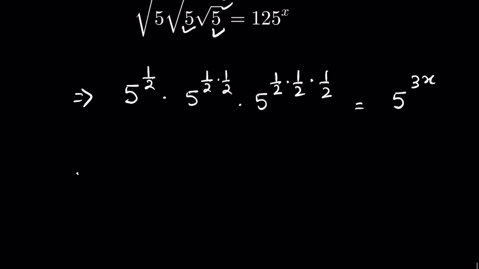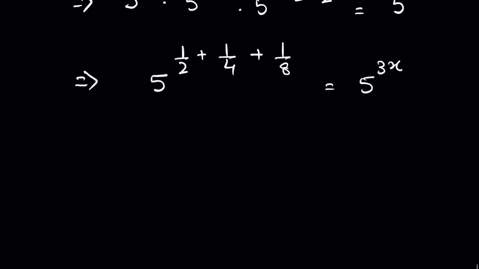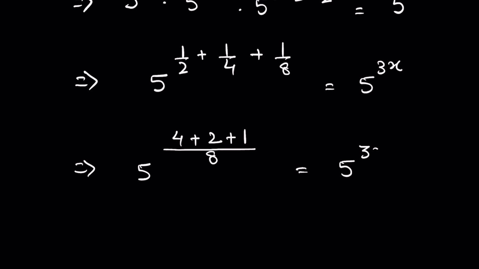Now let's add the exponents because they have the same base. So 5 raised to the power of 1 upon 2 plus 1 upon 4 plus 1 upon 8 is equal to 5 raised to the power of 3x, or 5 raised to the power of LCD of 2, 4 and 8 will be 8. So 4 plus 2 plus 1 is equal to 5 raised to the power of 3x.